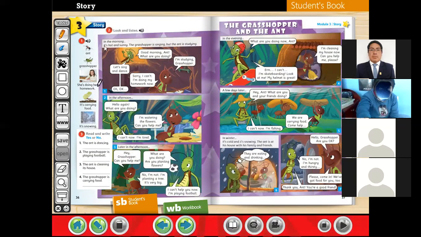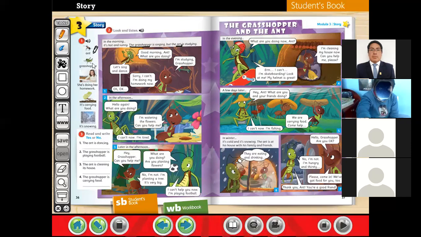For example, in the morning, it's hot and sunny. The grasshopper, this is in the vocabulary, teacher. Underline, please, okay? He's singing. But the ant, okay, teacher, again, this is the vocabulary. Read, please, read the story, okay? I'm going to give you 3 minutes. Read the story, please, and underline the words in the vocabulary.